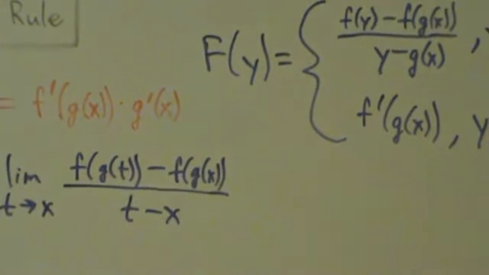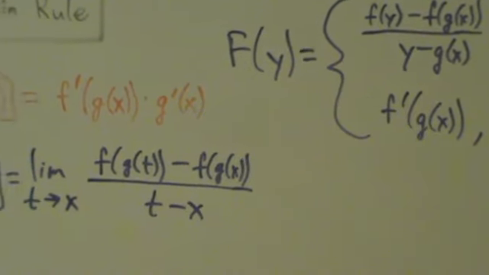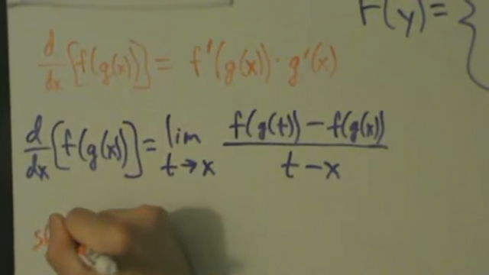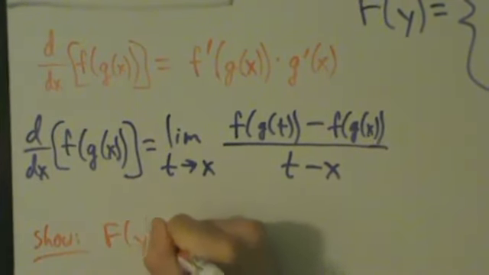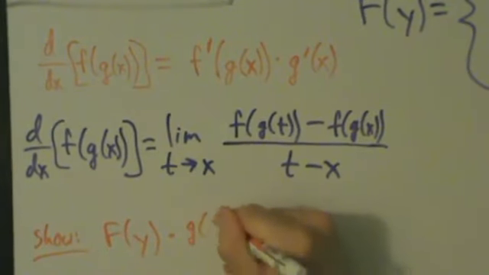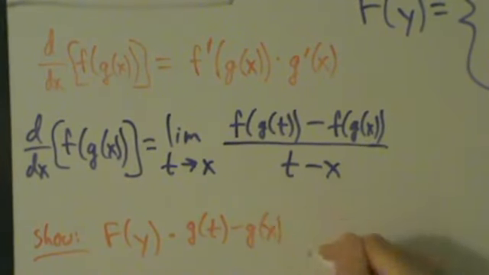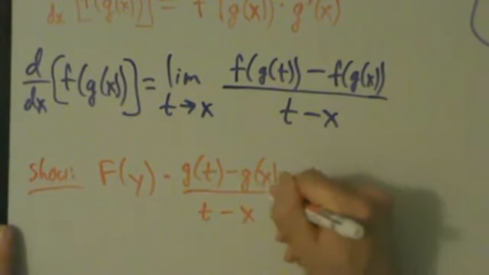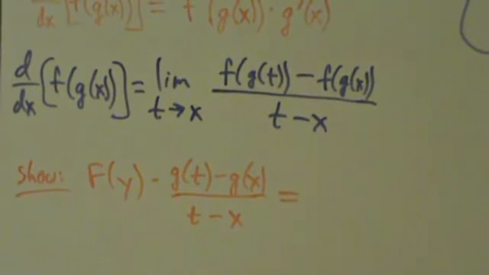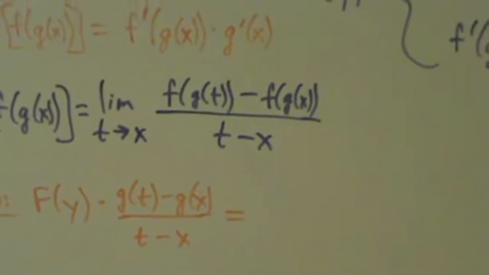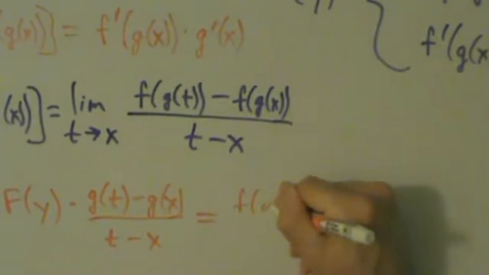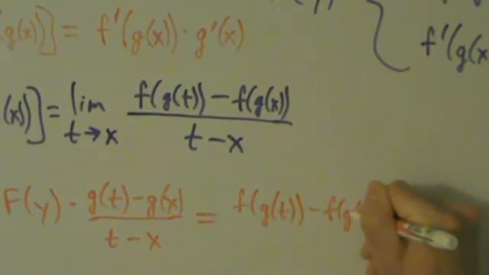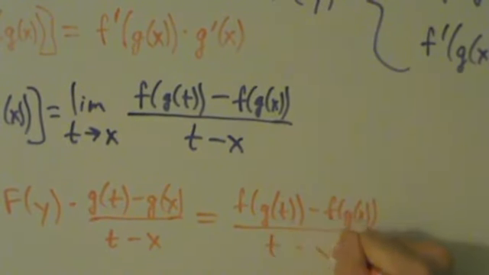Anyway, what we're going to show now, so that's our next step, is that big F of y, okay, this is what we want to show. Big F of y times g of t minus g of x all over t minus x equals this guy over here. F of g of t minus f of g of x all over t minus x.